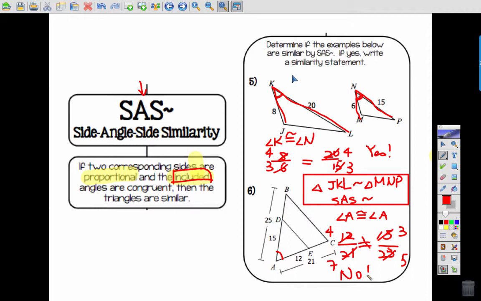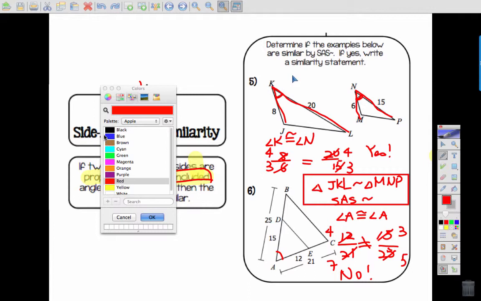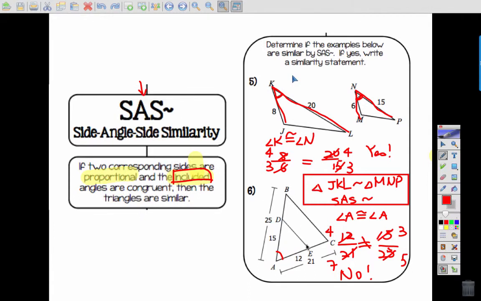12. Oh, let me go back. I think I may have made a mistake there. In this small triangle, no, I didn't. That's right. So 21, yep, this is correct. Sorry about that, guys.